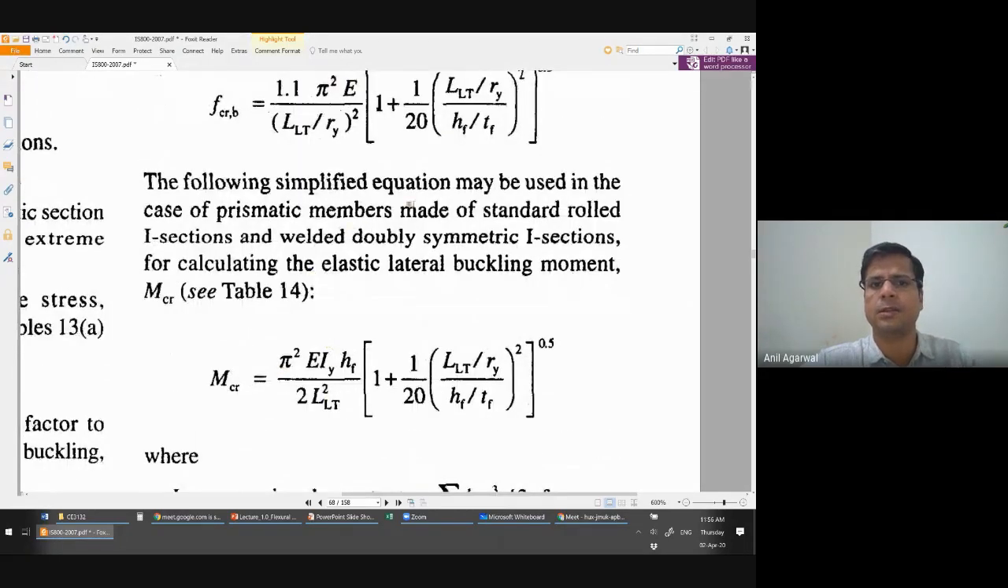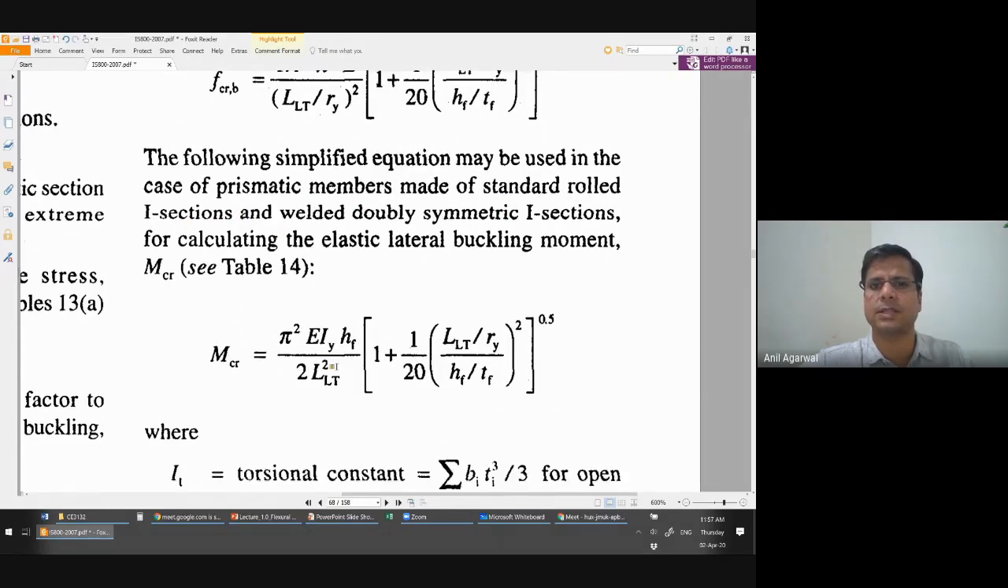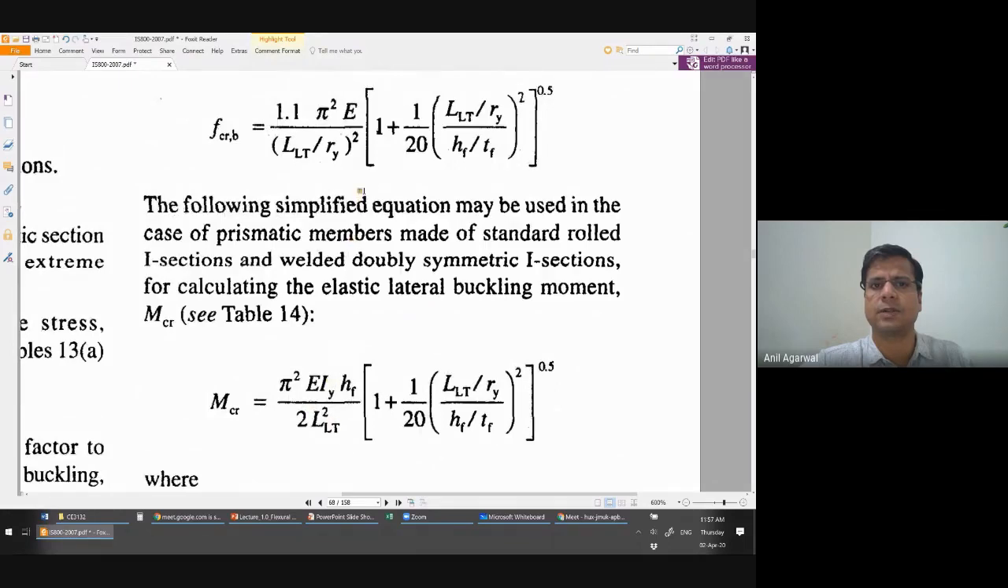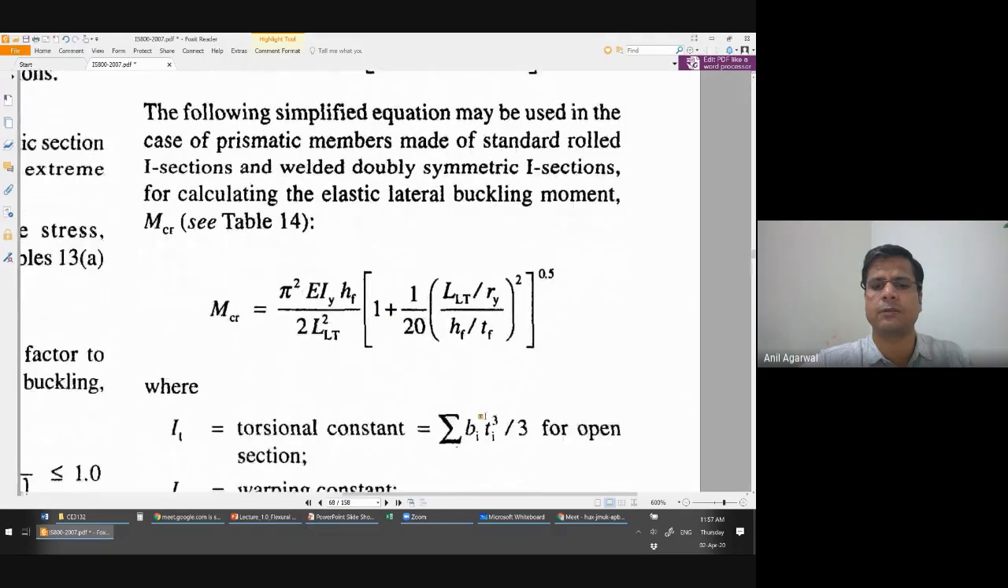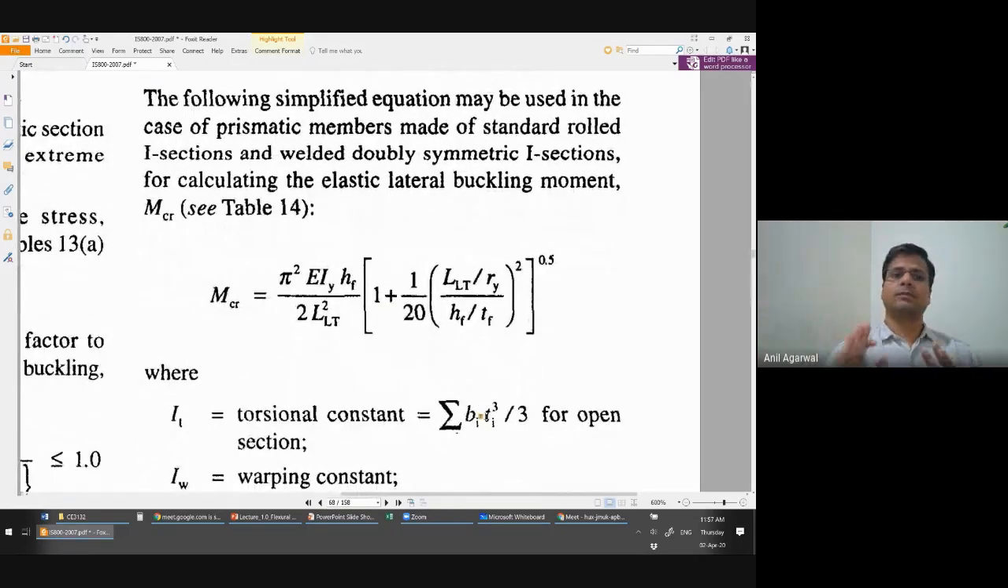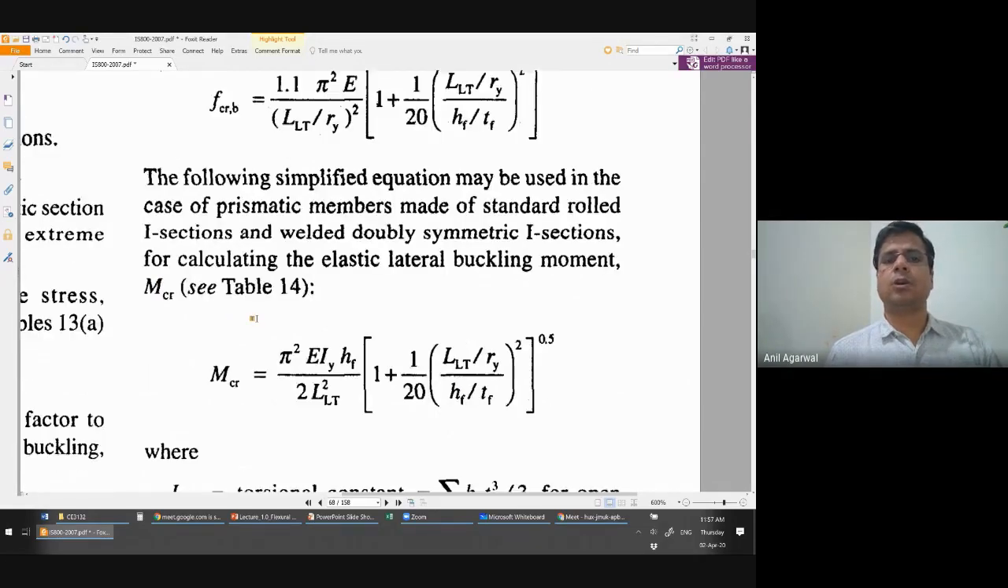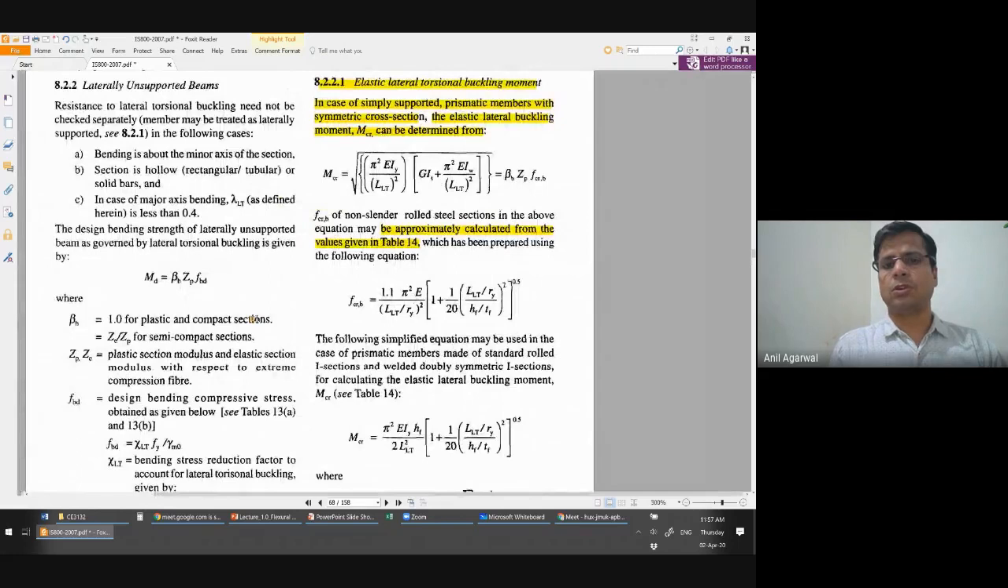Okay, and then they have further simplified that equation for symmetric I sections, rolled I sections and doubly symmetric I sections. So if the cross section is a doubly symmetric I section, then you can use this expression. This is a further simplification of that expression, and the values of M critical are also given in table 14. Now you must remember, it's very important for you to remember that this M critical value that is given here is only for the elastic buckling case. So all these three expressions given here, F critical or M critical, are applicable to only the elastic buckling case, which is not a real buckling case.